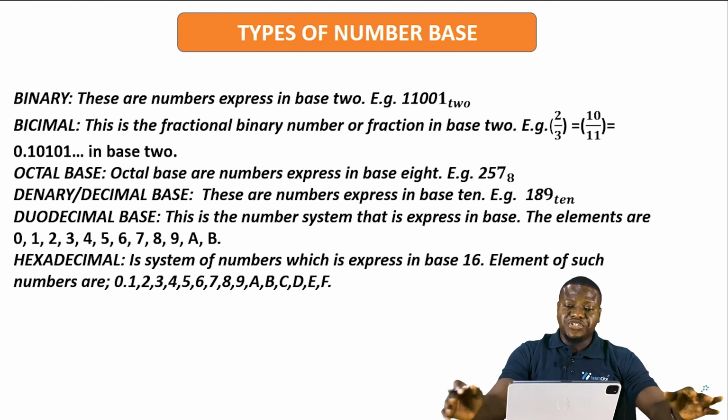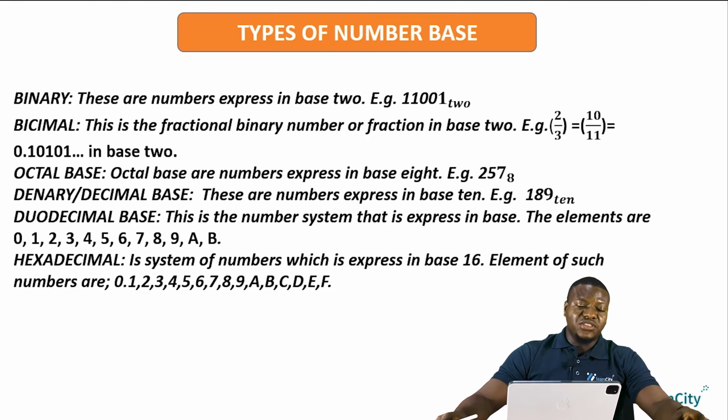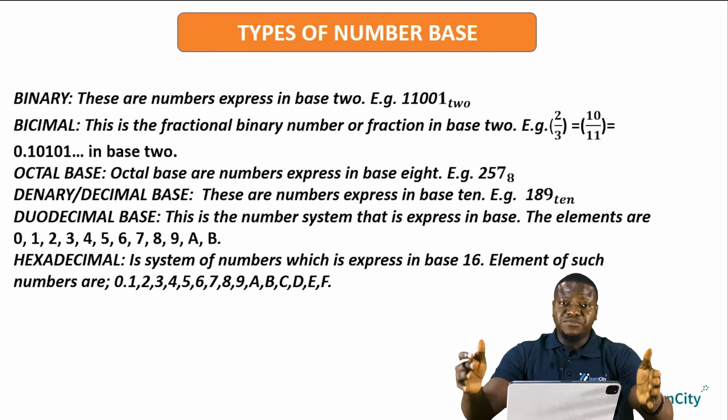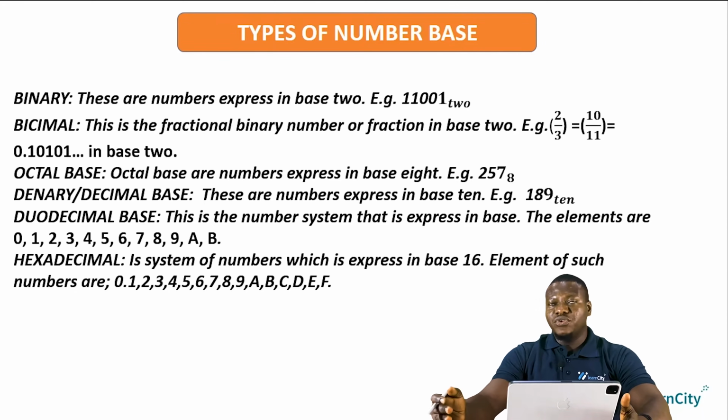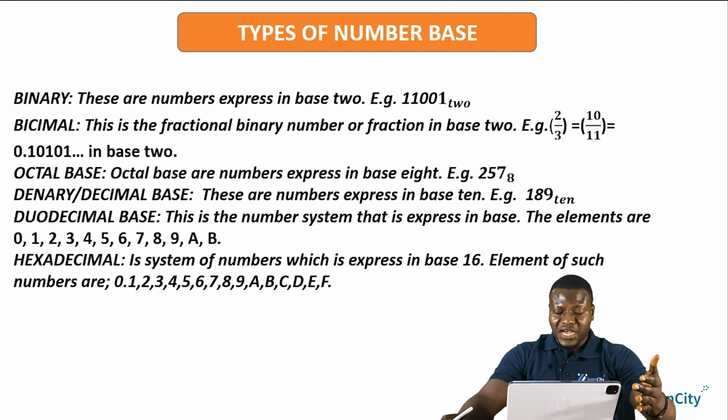So when you have your numbers in base 10, they are denary numbers or decimal base. Naturally, if we write numbers and we don't put the base, our assumption is that it is a denary number. Another set of number base we can have is duodecimal numbers. Duodecimal numbers have 12 as their base. So you may ask, how do we represent 10? How do we represent 11? You know that the maximum number in base 12 is 11 according to the rule.